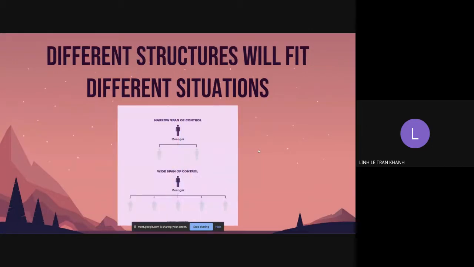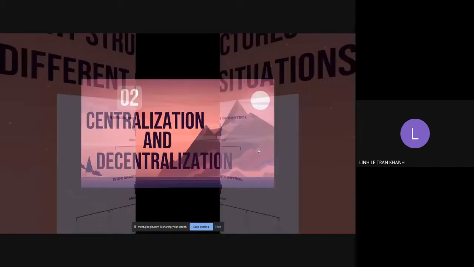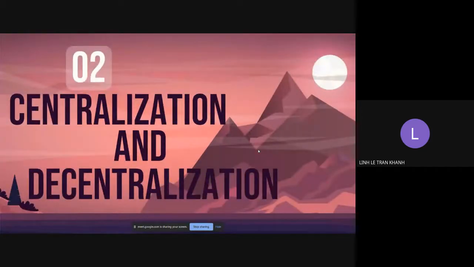A CEO who must spend a lot of time interacting directly with customers, partners, or regulators as part of his or her job will need a narrower span of control, allocating more responsibility to direct reports and freeing up more time for external activities. Whereas a CEO involved in a major internal transformation may need a wider span of control to stay on top of what is happening all across the organization. So that is the end of the first part. Moving to the second one, it is about centralization and decentralization.